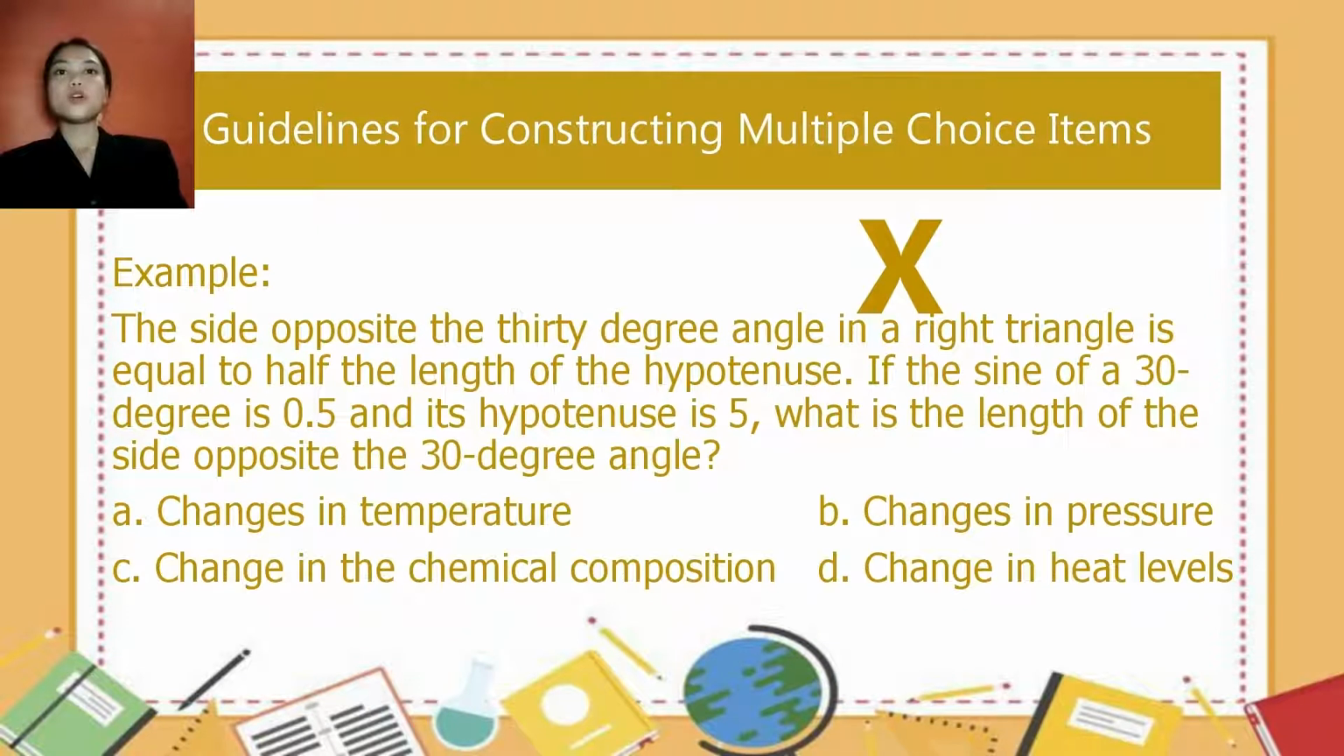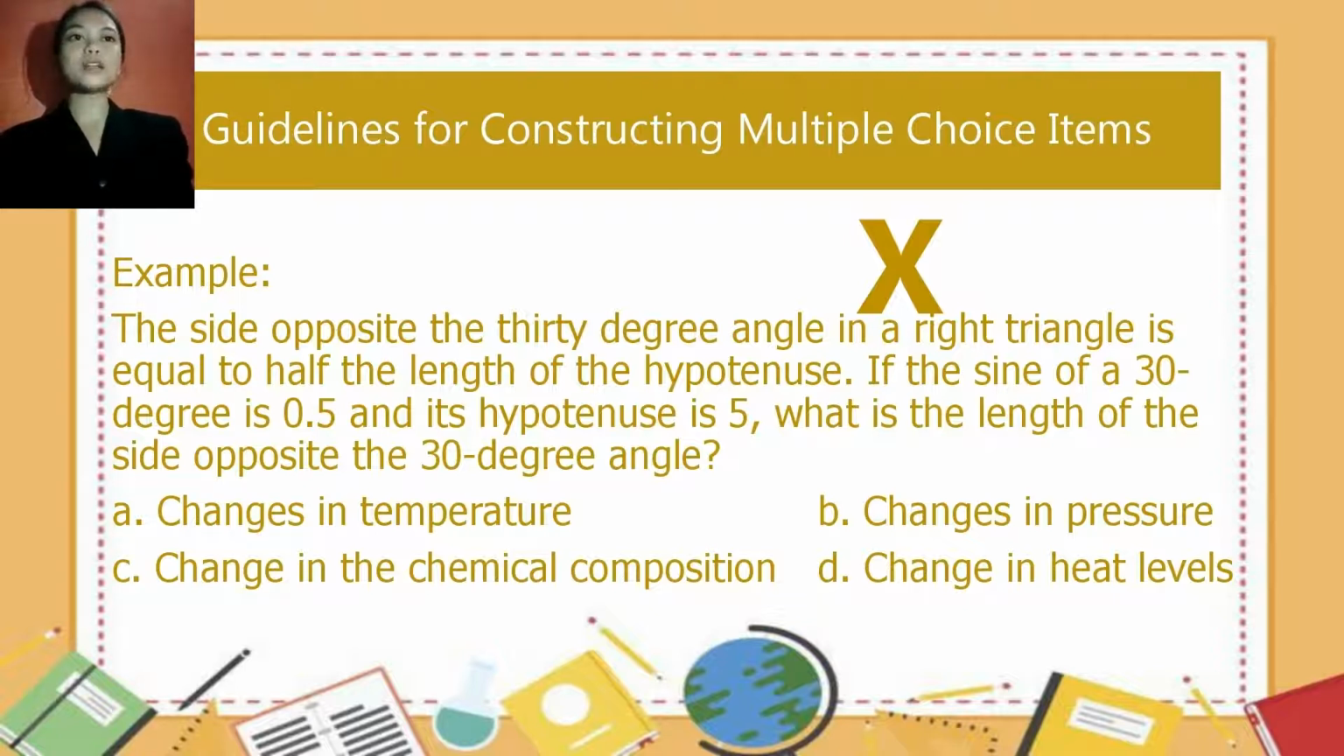Example, the side opposite the 30-degree angle in a right triangle is equal to half the length of the hypotenuse. If the sine of a 30-degree angle is 0.5 and its hypotenuse is 5, what is the length of the side opposite the 30-degree angle? A. Change in temperature. B. Change in pressure. C. Change in the chemical composition. D. Change in heat levels. So, the sine of a 30-degree angle is really quite unnecessary since the first sentence already gives the method for finding the length of the side opposite.